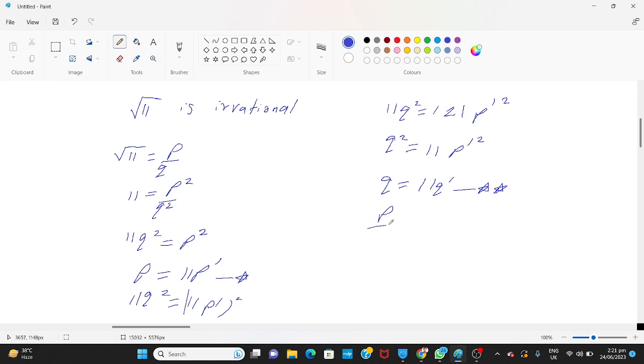Now p over q was in simplest form, but here from star p is 11p prime and q is also 11q prime. We can see that they are not in simplest form, they can still be reduced by 11, which is a contradiction, and hence it proves that root 11 is irrational. So this was the proof of our given topic.